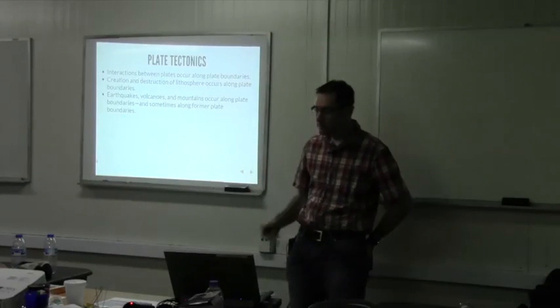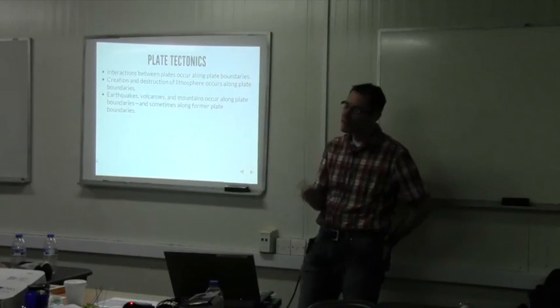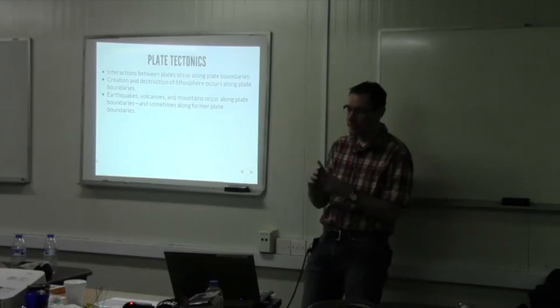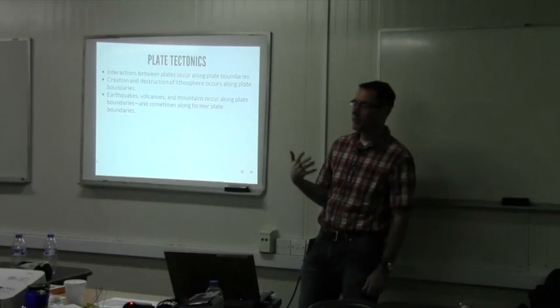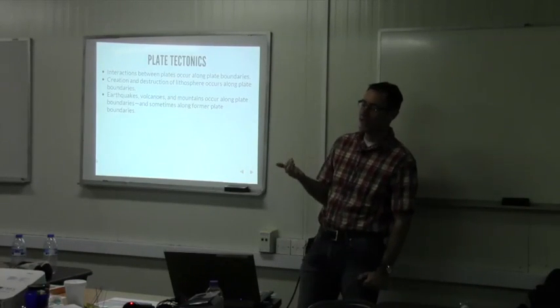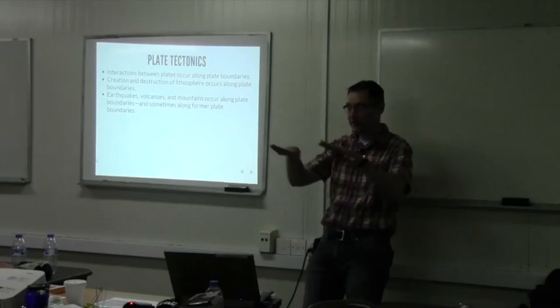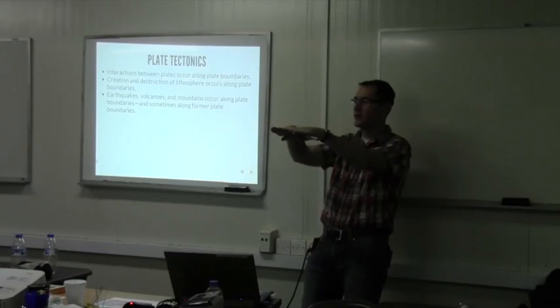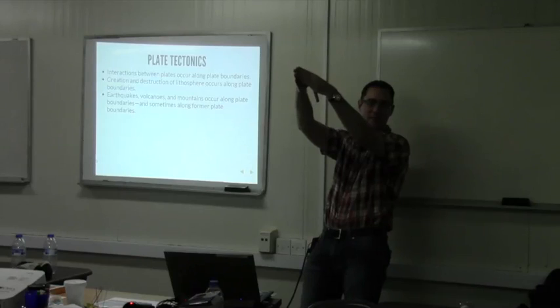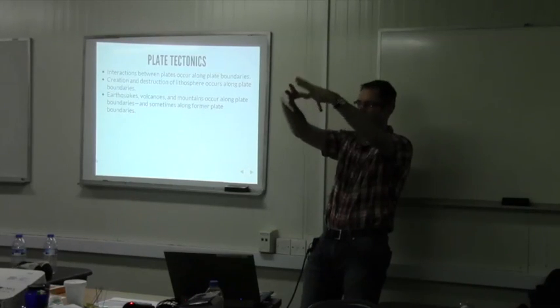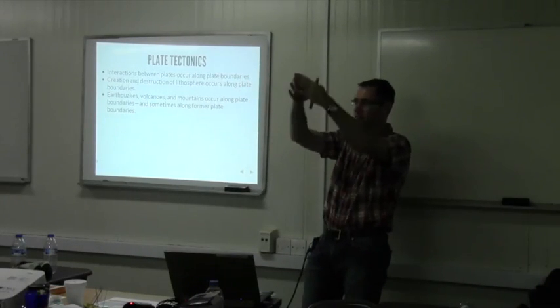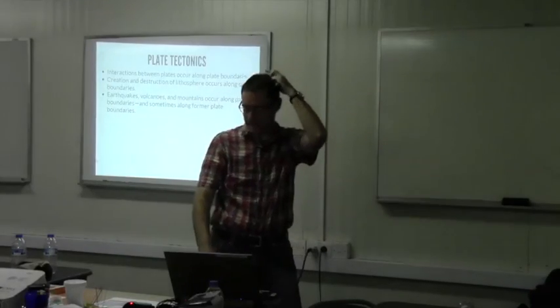Okay? More plate boundary stuff. Interactions at the plate boundaries. Creation and destruction. We get earthquakes, we get volcanoes, mountains along those plate boundaries. When two plates collide with each other, it forms a mountain sometimes, because they're colliding and then the Earth's got to go somewhere and it gets forced up. And that's where you get your mountain.